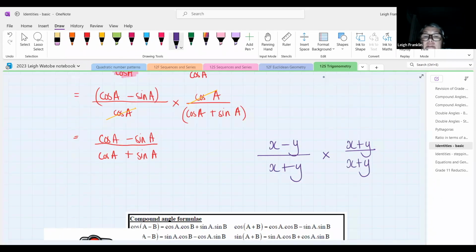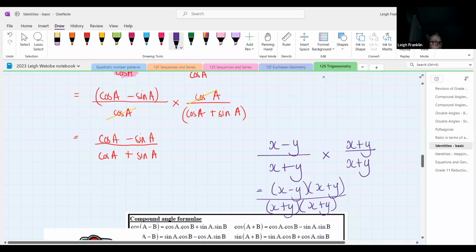When you multiply fractions, you're now multiplying numerator with numerator and denominator with denominator. So multiplying by a conjugate is another way to manipulate a trigonometric expression. Yes, to create a difference of squares, absolutely.